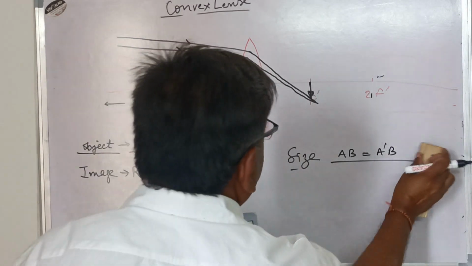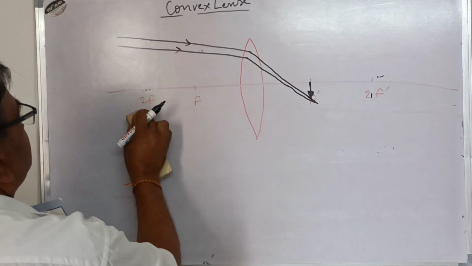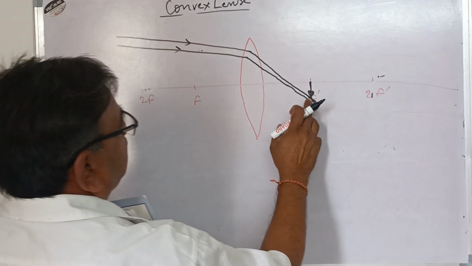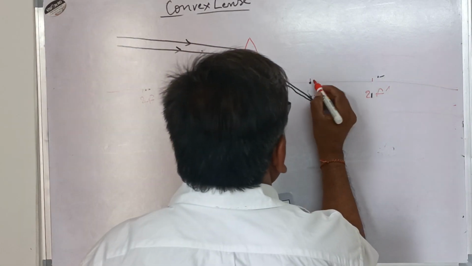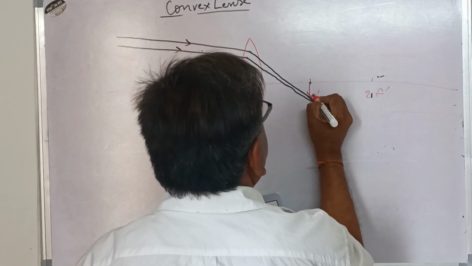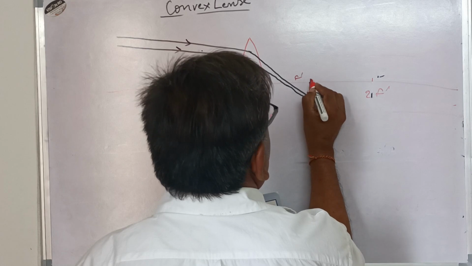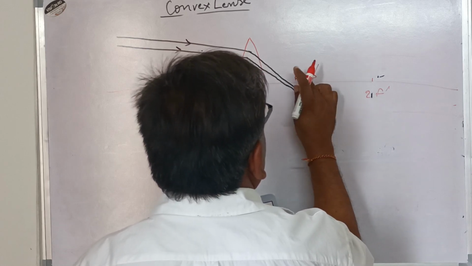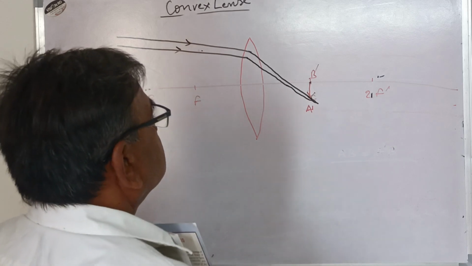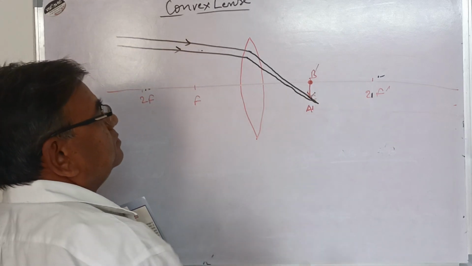It means when the object is not at infinity but very far, beyond 2f on the left side, the image will be at the focus. This is F dash, and the image will be A dash B dash at the focus. This is the focus point. The image will be formed at the focus.